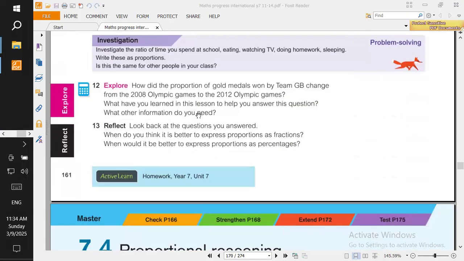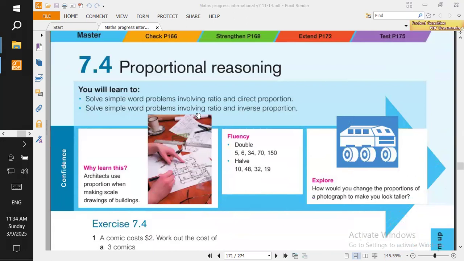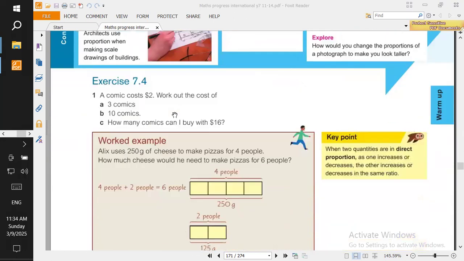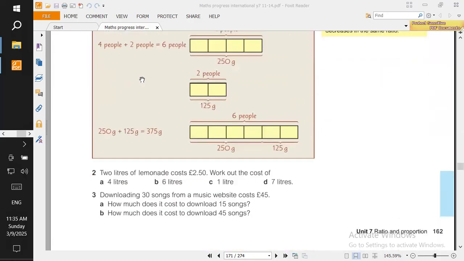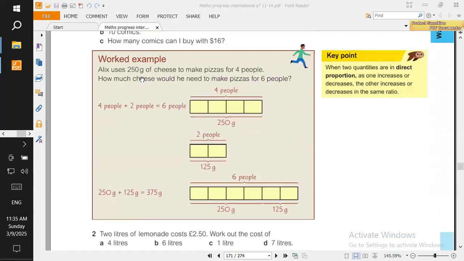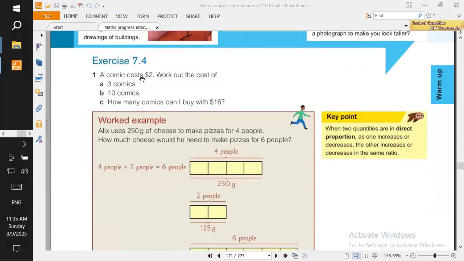Same idea with the questions. Now 7.4, proportional reasoning. Let's take a look at some questions. For proportional reasoning, we're going to study direct proportion and inverse proportion. Let's take a look at direct proportion first. The meaning of direct proportion is that two values increase together or decrease at the same ratio.